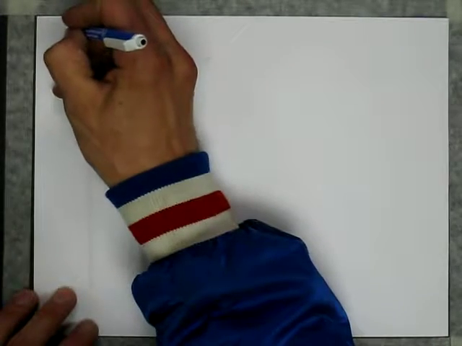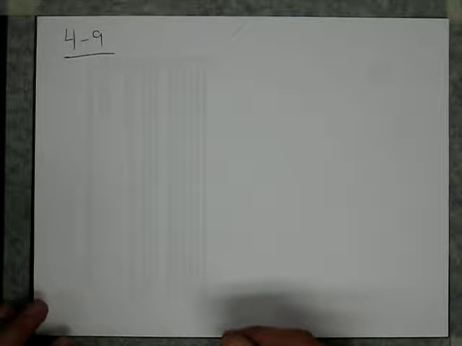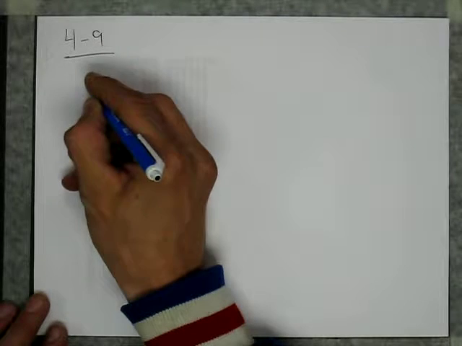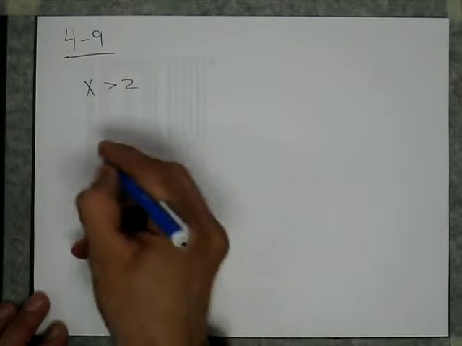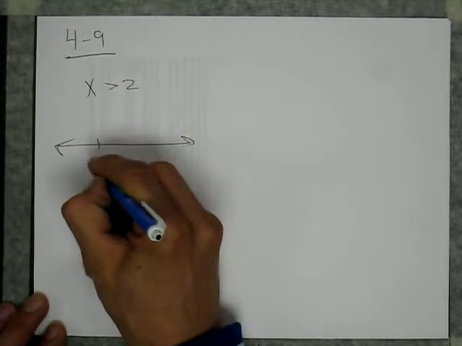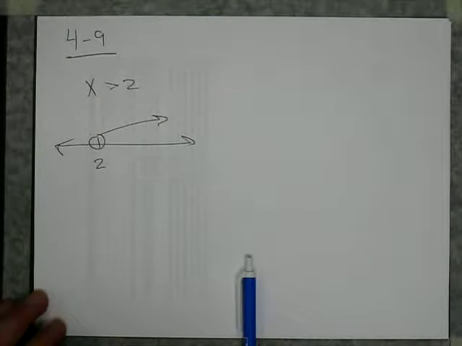Okay, Algebra 2. Here we go. 4-9, solving polynomial inequalities. So polynomial inequalities. We've done ones like this where we just had x is greater than 2. And we said, okay, if we're going to graph x is greater than 2, you had 2 there, open circle at 2, and you went forward, right?